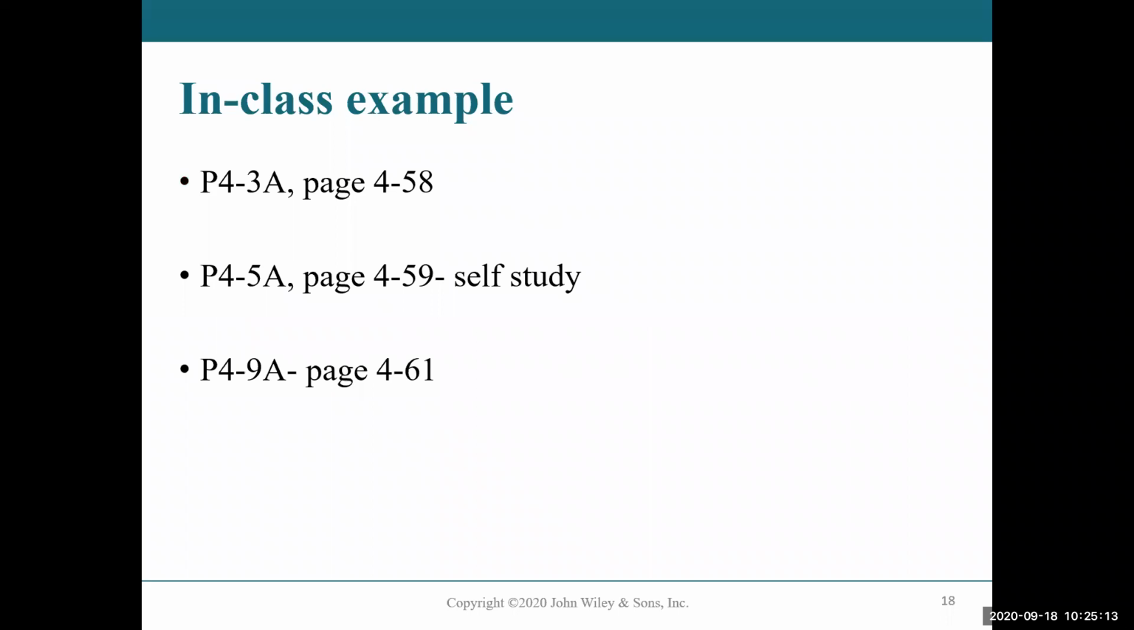These are the examples that we will be working on in class with regards to the financial statements and adjusting entries.